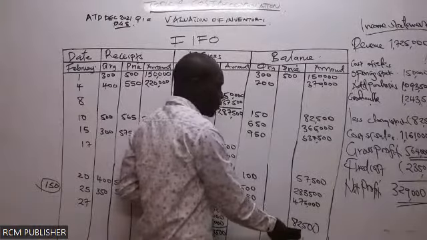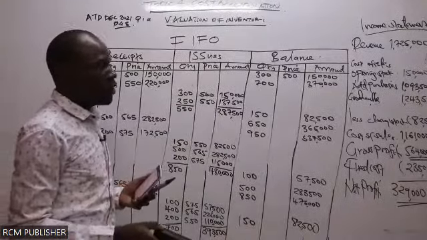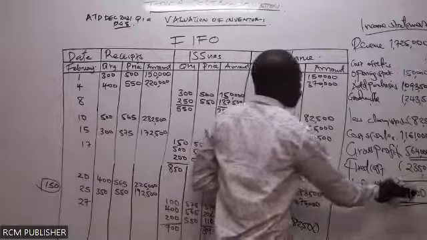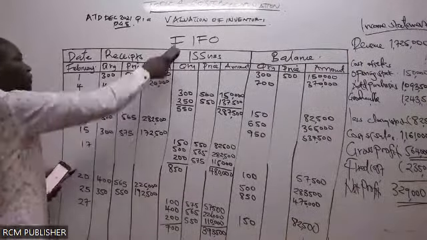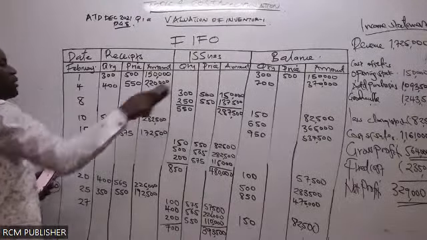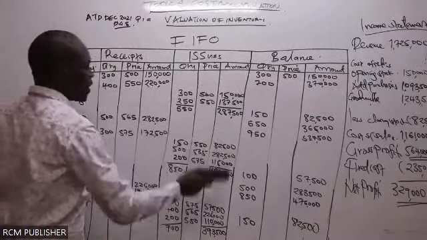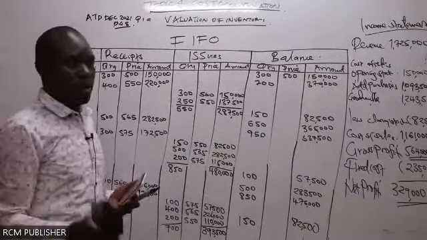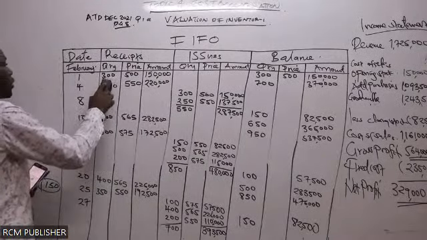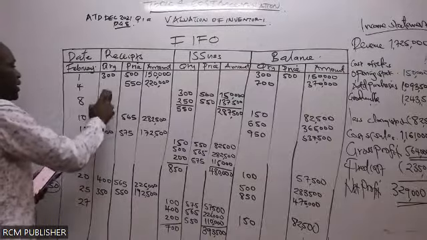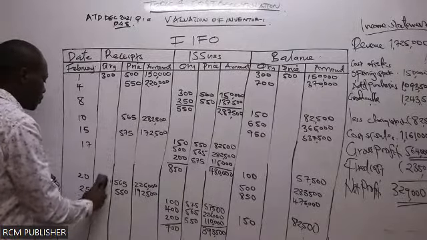Will this value of closing inventory change if we apply a different method? Will our net profit or gross profit change if we apply a different method? If we apply LIFO, what will that be? If we apply the weighted average method, what will the value of closing inventory be? That is what we now need to look at and see the impact. So for my case, I just do away with the figures. The format remains the same.